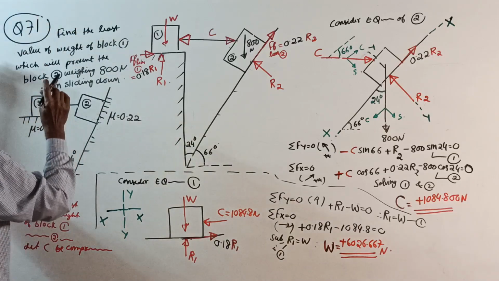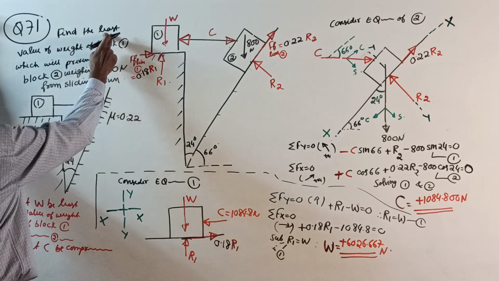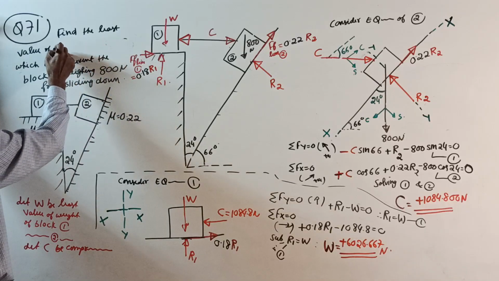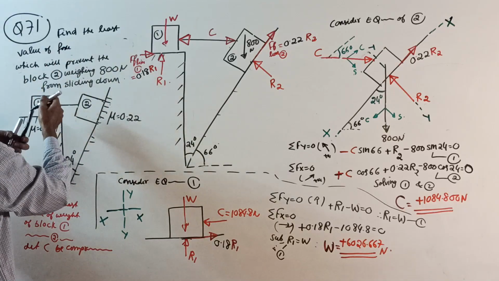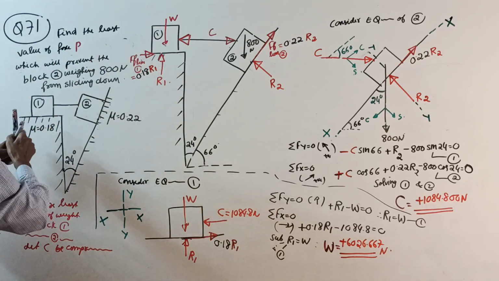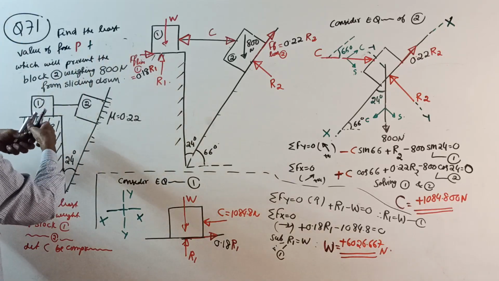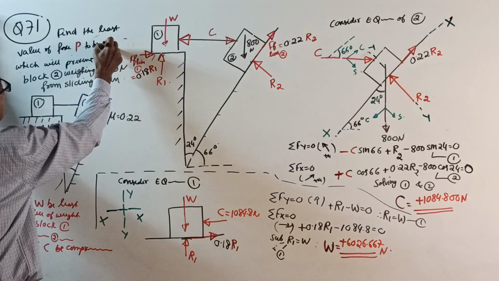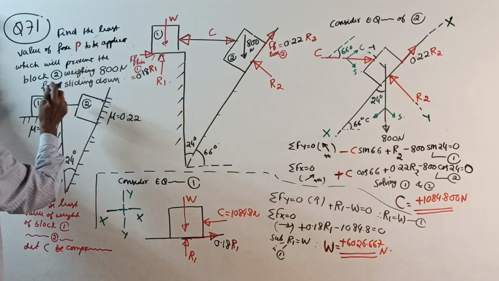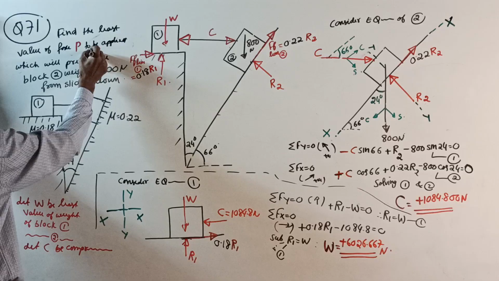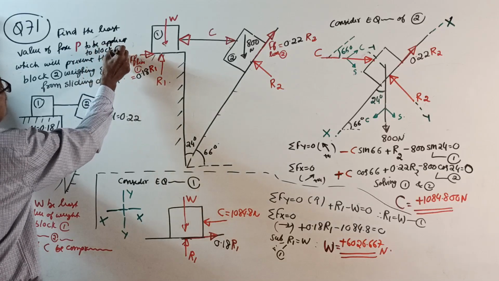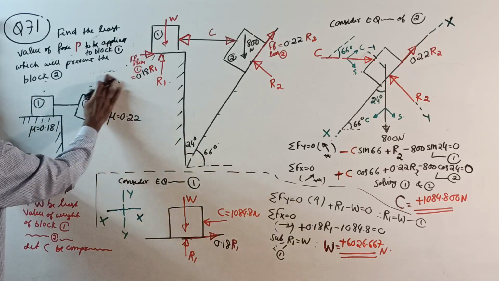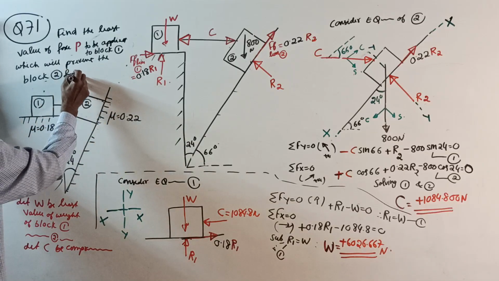Okay. Question 70 over. Now, to save time, 71. I will write here: find the least value of force P to be applied to block 1, which will prevent block 2 from sliding down.